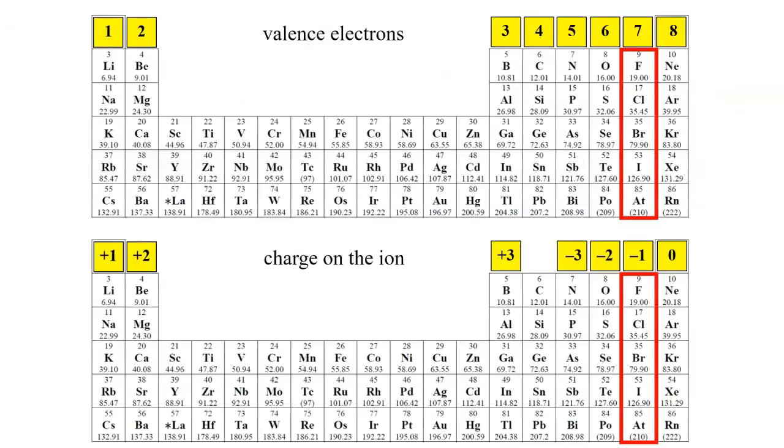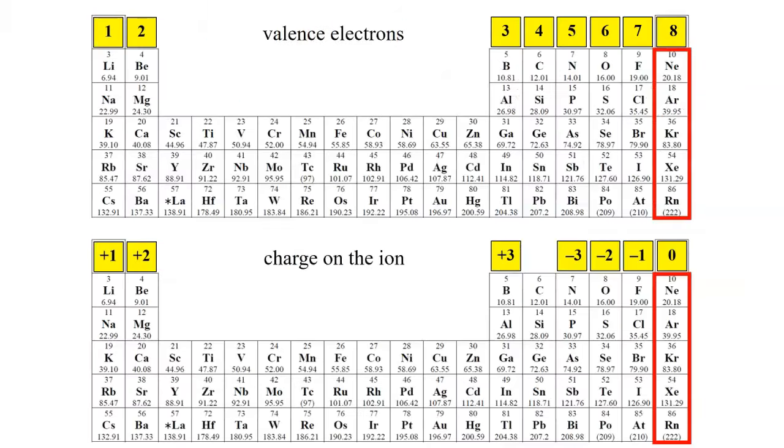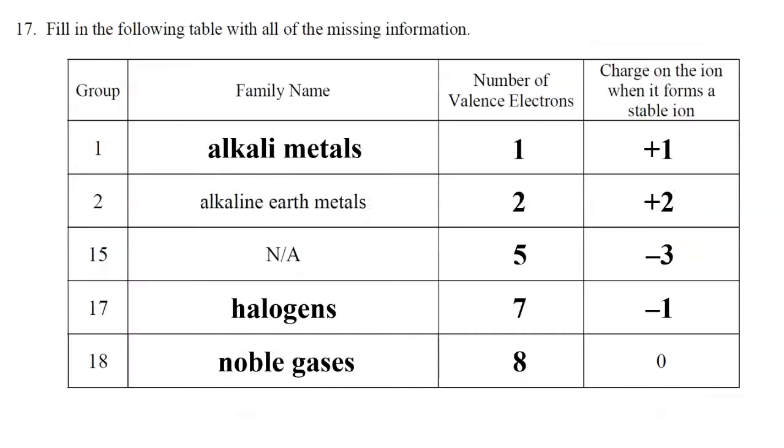For the halogens in group 17, they have 7 valence electrons, and they normally form an ion with a charge of -1. And the noble gases have 8 valence electrons, and the charge on the ion is 0 because they don't normally form ions or compounds at all. So there are the correct answers to question 17.